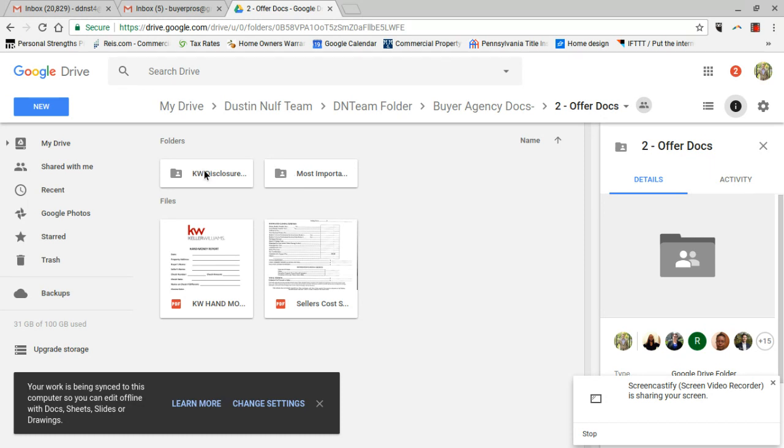If you want to have a complete file, you need to have these documents here, the Keller Williams disclosure documents, also wrapped into your file. Your file is not complete until it's got both of these sets of documents in it.